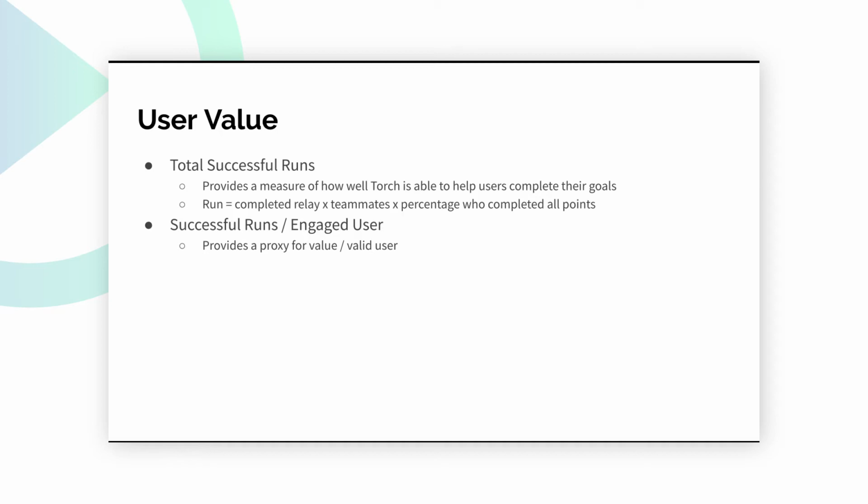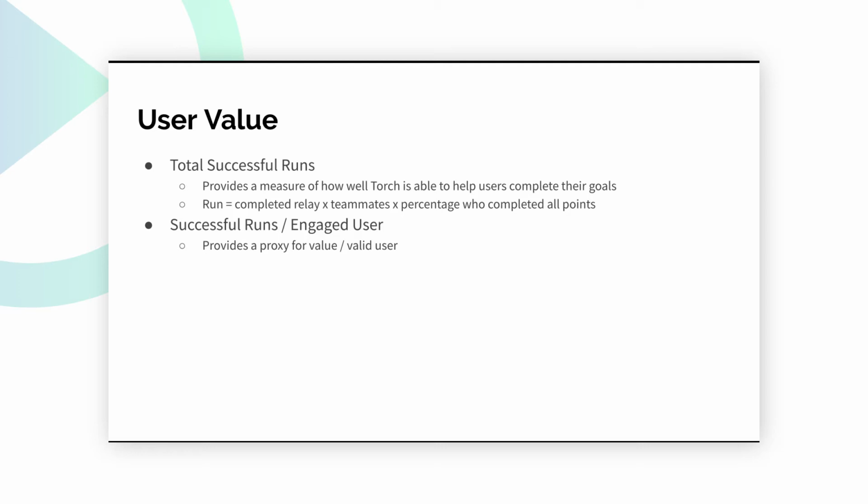And we're going to compute a run by saying that a run is equal to the completed relay times the number of teammates in that relay times the percentage of those teammates who completed all the points. So if you think about it, it's effectively the total number of goals that users on the platform were able to accomplish. This metric can also be tweaked. For example, right now I'm saying it should be the percentage who completed all points. Maybe as time goes on, it might be more meaningful to reduce that to say completing at least 50% of the points or something along those lines.